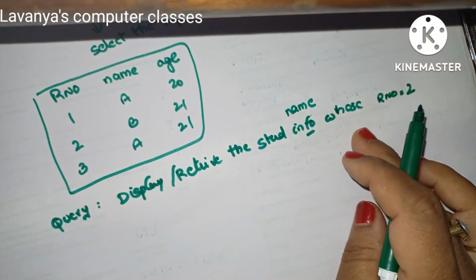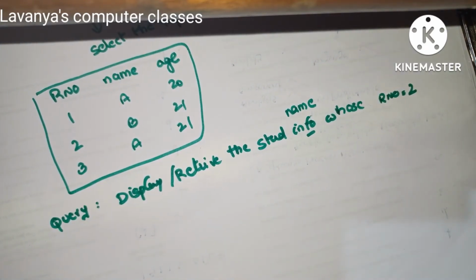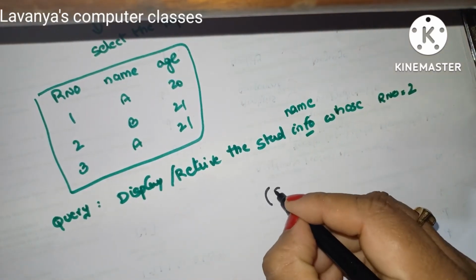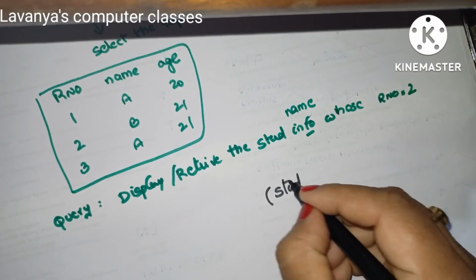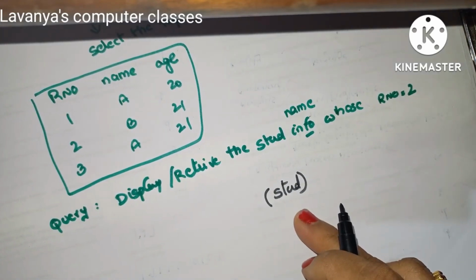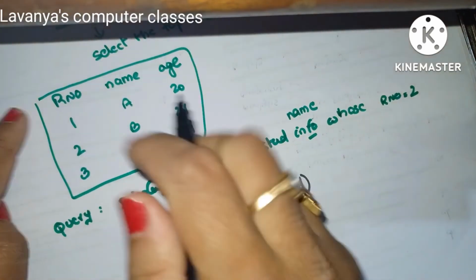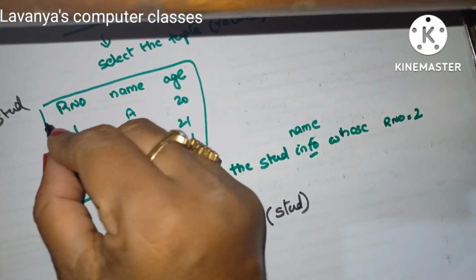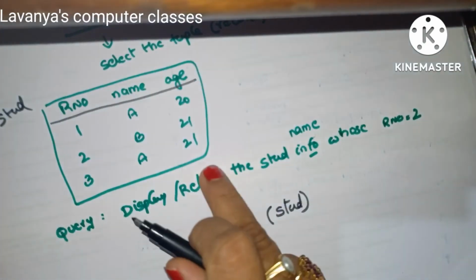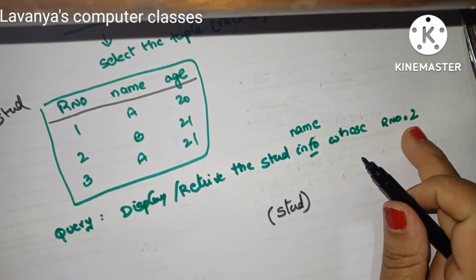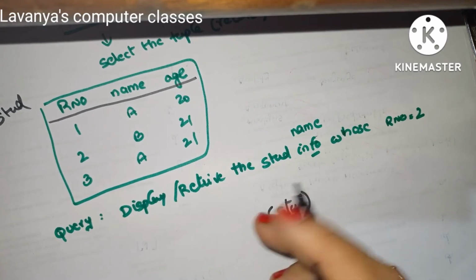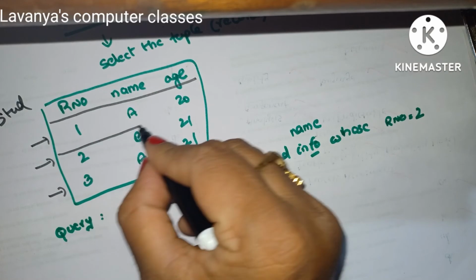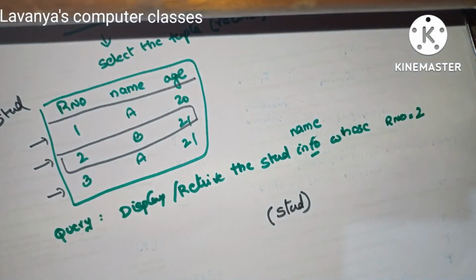From which table do you require this information? First write the table. What is the table name? The table name is student. The table name is always kept in brackets. Now this is the student table, the total information. If you select like this, you get the entire table, but you don't want the entire table. We need only where the roll number is 2. Roll number 2 is in the second record.